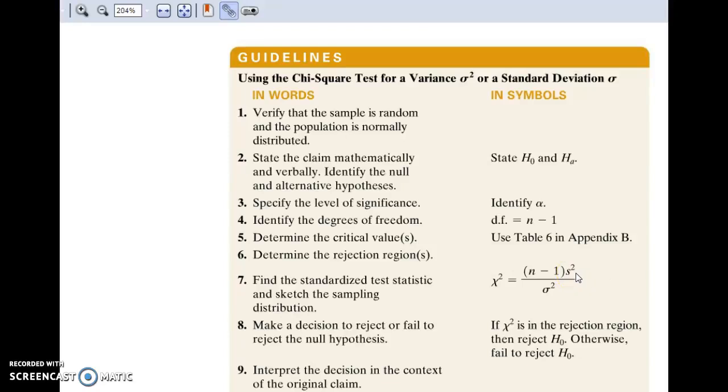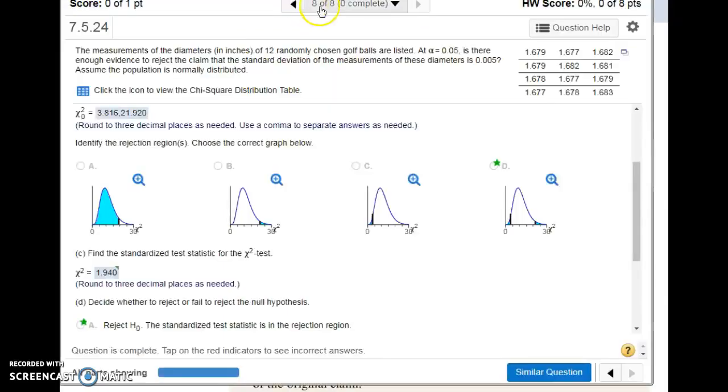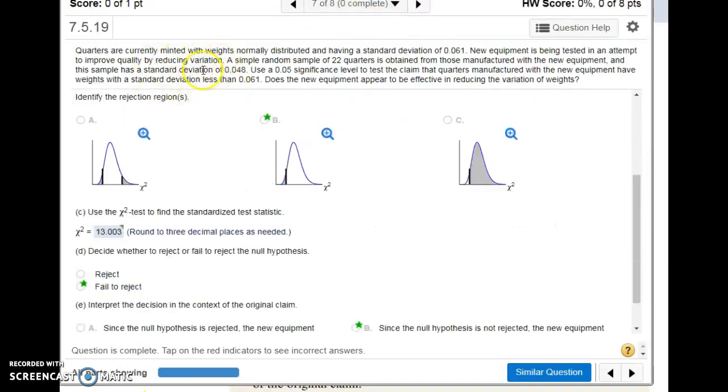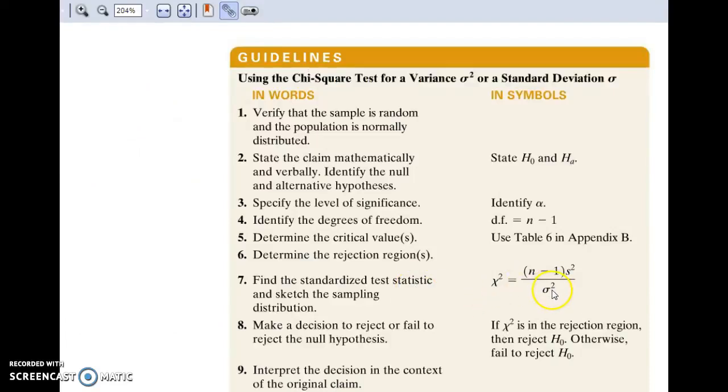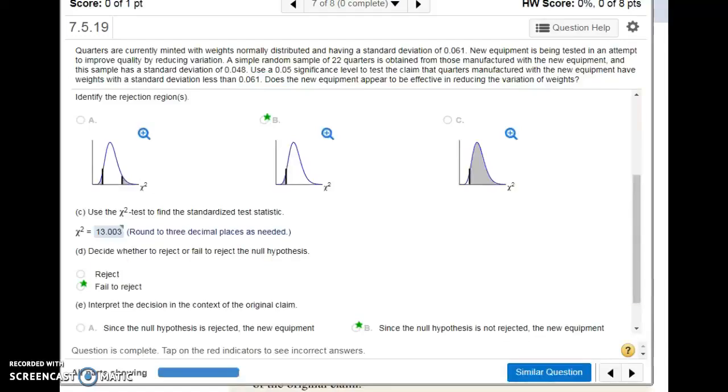Another pointer to always remember to think about is this is variance. So if the problem would list the sample standard deviation, let's take a look here. I think number 7 might do that. Yeah, and number 7 does that. It tells you what the sample standard deviation is. But when we're using our formula, we want to use the variance. So you would need to square that value, make sure you're working with the variance here when you're finding the test statistic.